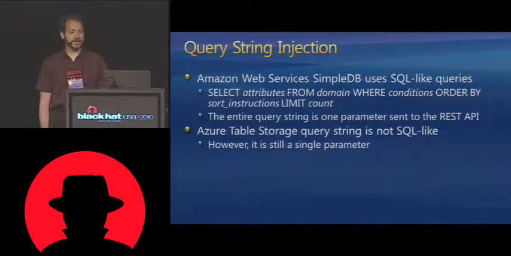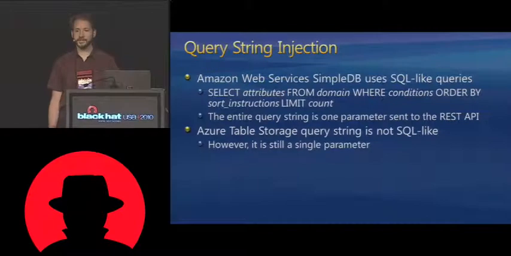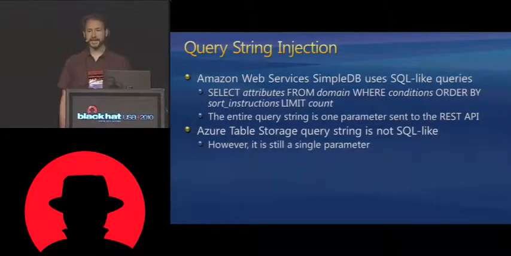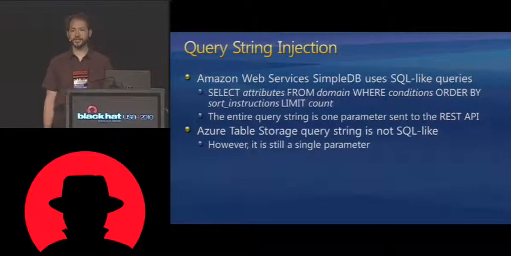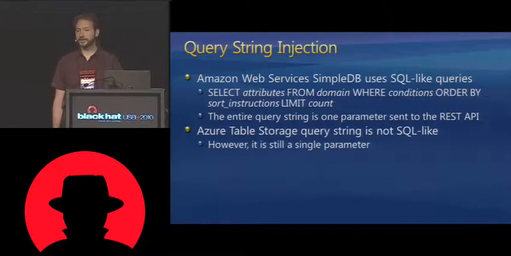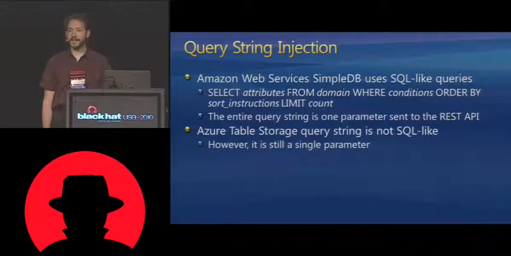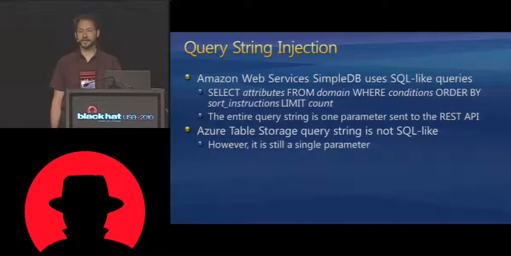So, query string injection. Amazon Web Services SimpleDB uses SQL-like queries to query the tables. It's select attributes from domain, where conditions, with optional order by and limit clauses. The entire string is one parameter that gets sent to the REST API. So since this is one parameter sent to the API, things like the SDK aren't going to be doing anything with this parameter. You as the developer are responsible for assembling this parameter from strings and passing it into the API.